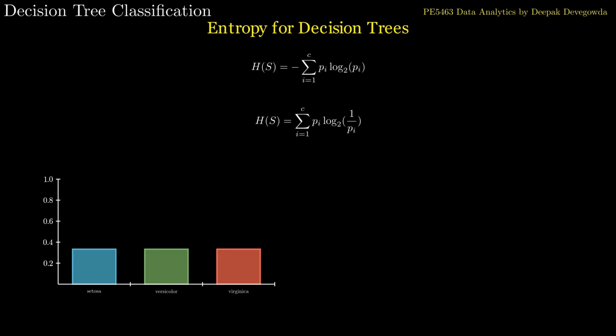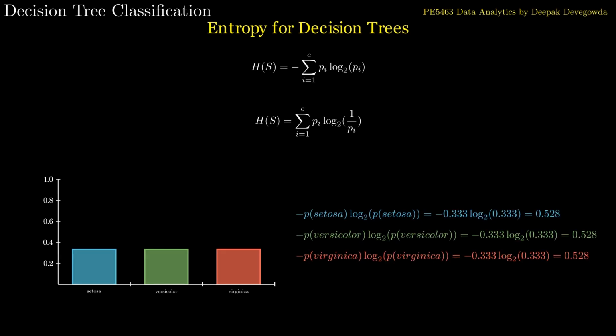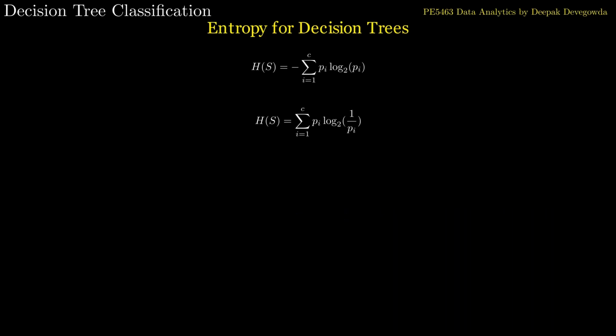So now that we know where the concept of entropy comes into the picture, let's use this for our iris classification example. You can see that the entropy is the probability of each class multiplied by the logarithm of the inverse of the probability, giving us a value of 1.5 for the iris dataset. Let's see how we can use this information now.